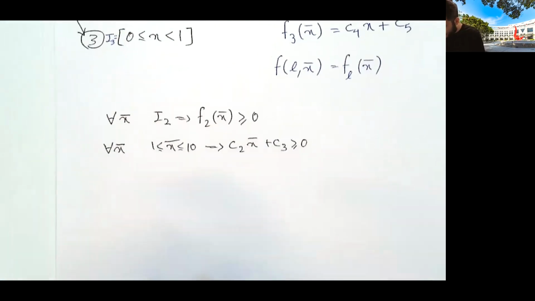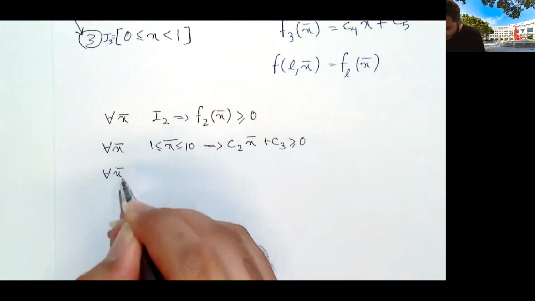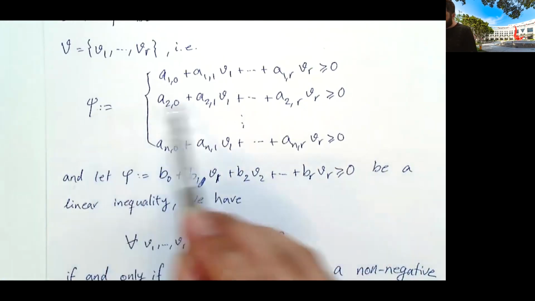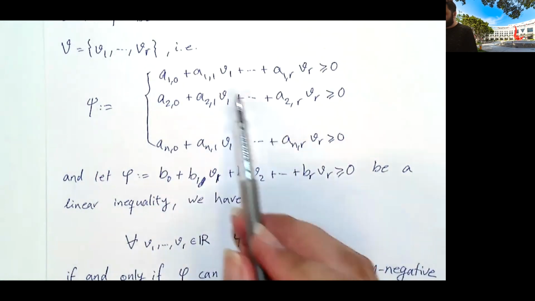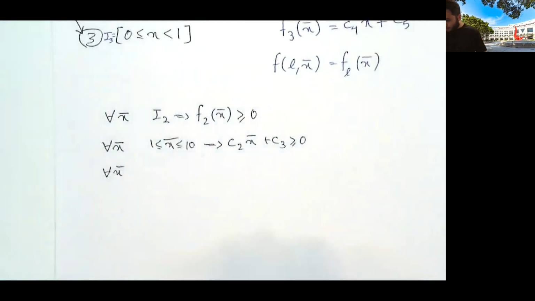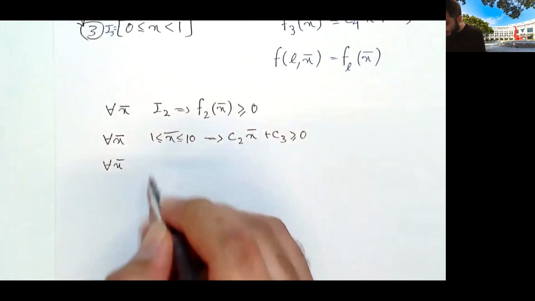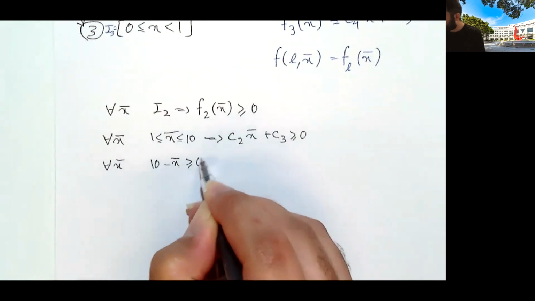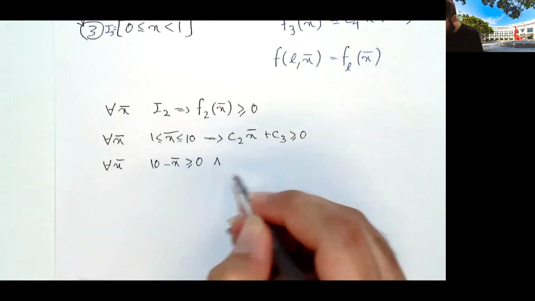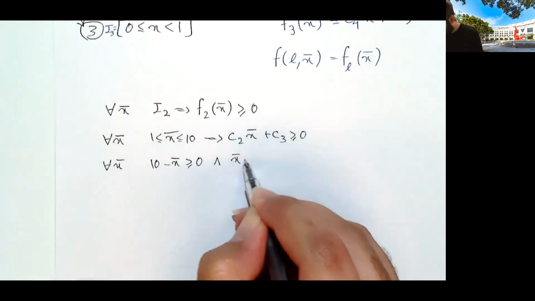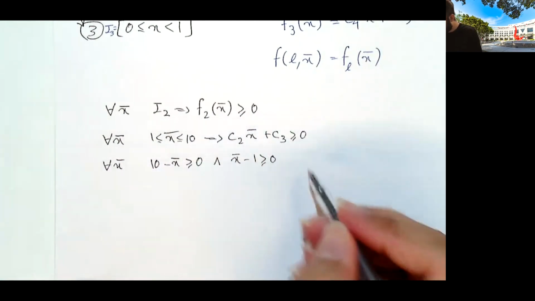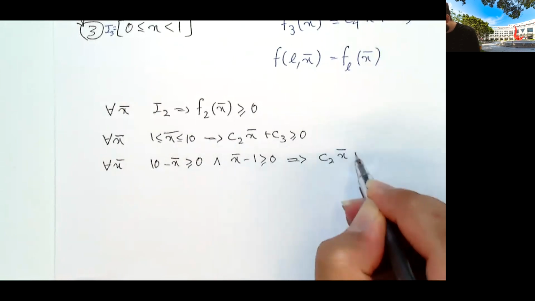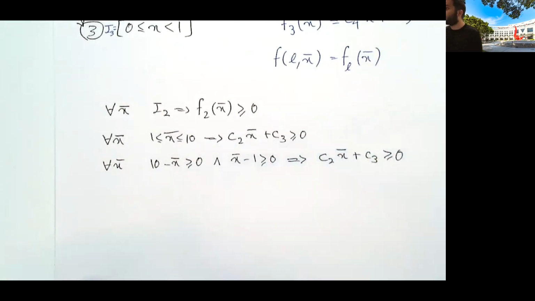And actually, I can still rewrite this so that it becomes in this form. I just want to massage it into this nice format that we had here, that a bunch of things are non-negative. So x is less than or equal to 10, so 10 minus x is greater than or equal to 0. And also x minus 1 is greater than or equal to 0. And this should entail that c2x plus c3 is greater than or equal to 0.